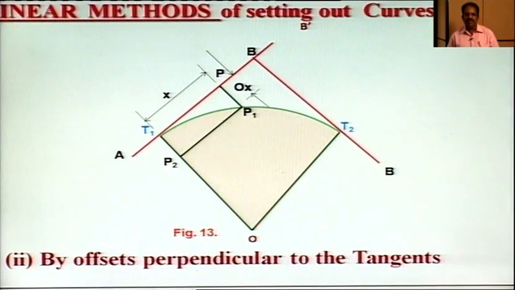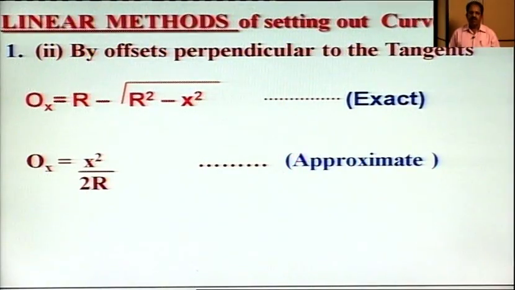Second is by offset perpendicular to the tangent, as is shown on the monitor screen. The formula for this, the exact relation, is OX is equal to r minus the square root of r square minus x square. And for the approximate relation, OX is equal to x square by 2r.